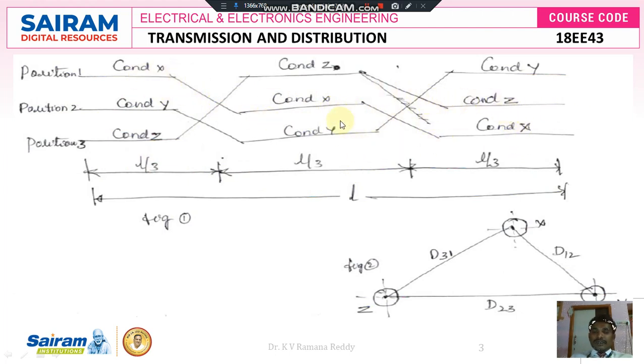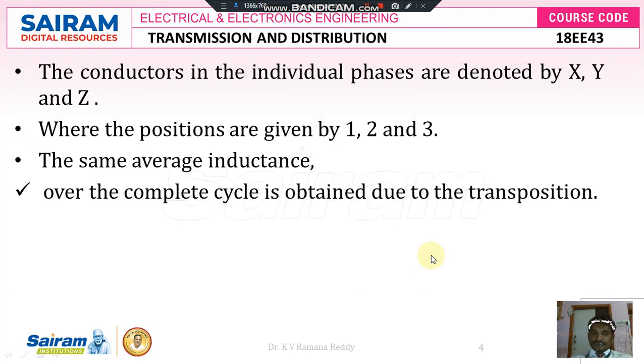So according to this interchange of positions from one tower to another tower, here I am going to represent an equivalent figure. Here the distance between conductor X to conductor Y is D12, conductor Y to conductor Z is D23, conductor Z to conductor X is D31. The conductors in the individual phases are denoted by X, Y and Z.